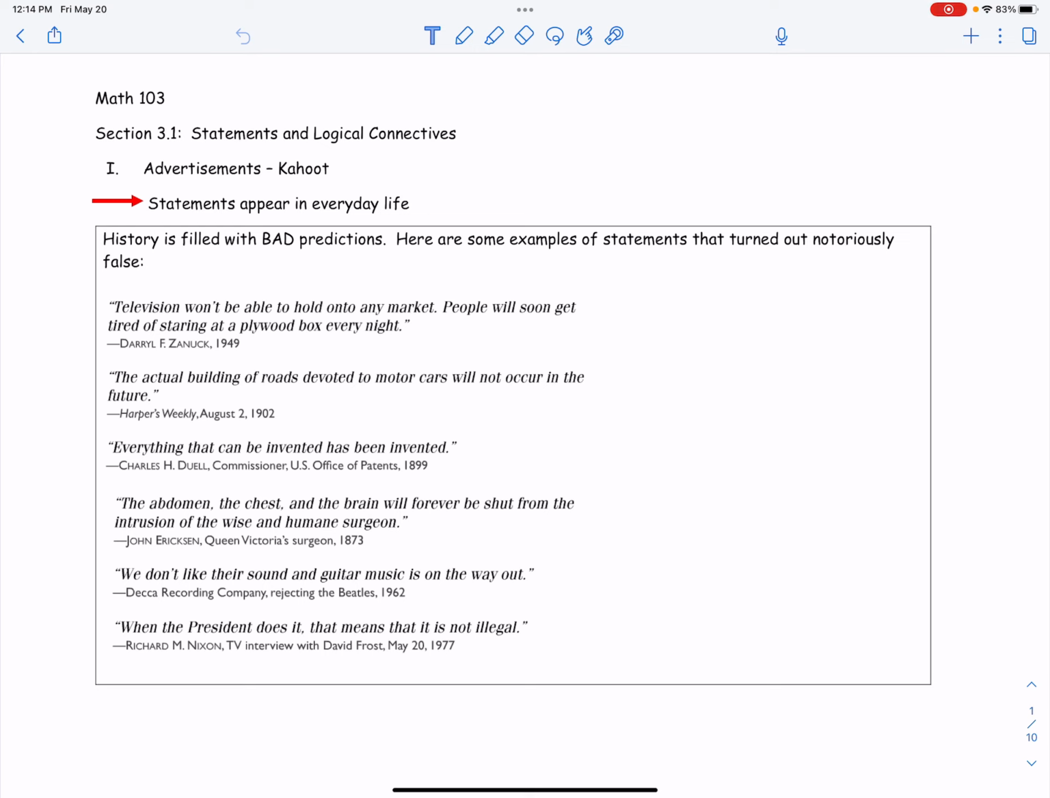So we're going to be looking at statements. Now, a statement, you've got several examples here, but a statement is essentially just a sentence that can be true or false, but nothing in between. So it can't be subjective in any way. It can't be a question. It's got to be something that has a definite true or false to it.